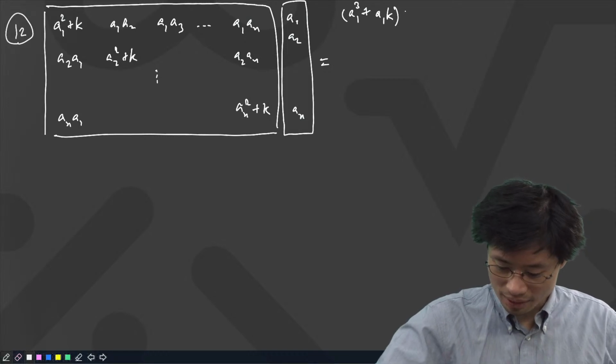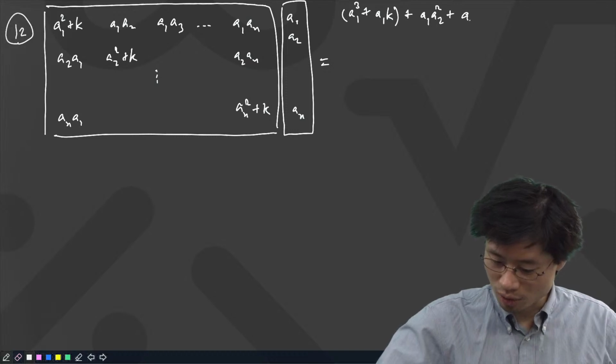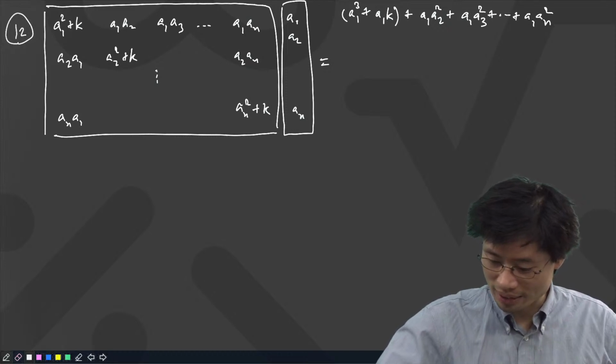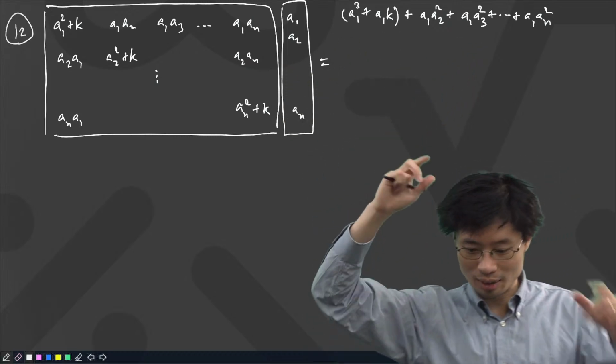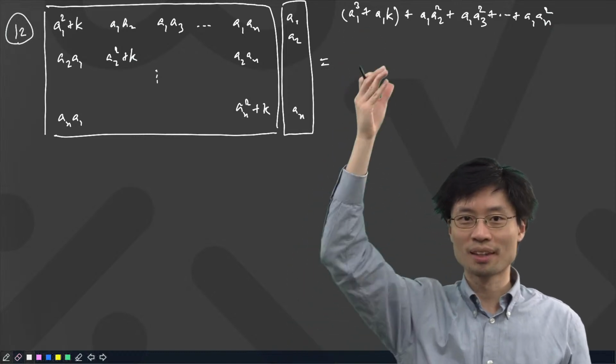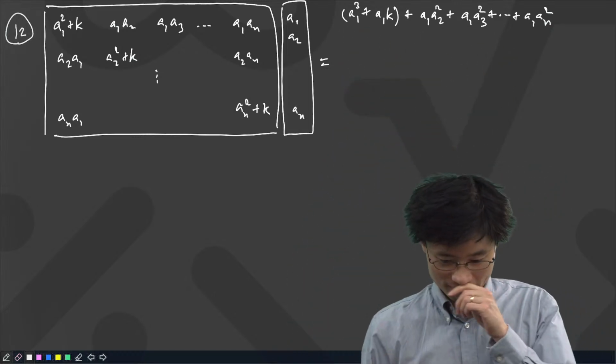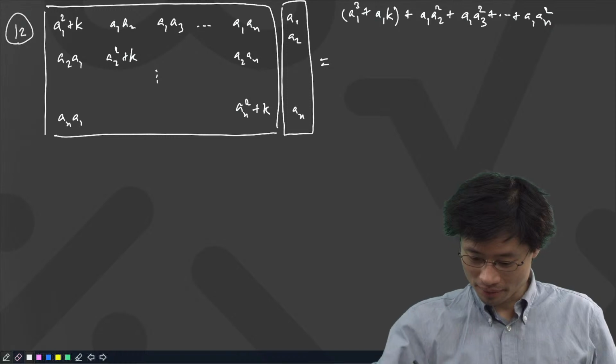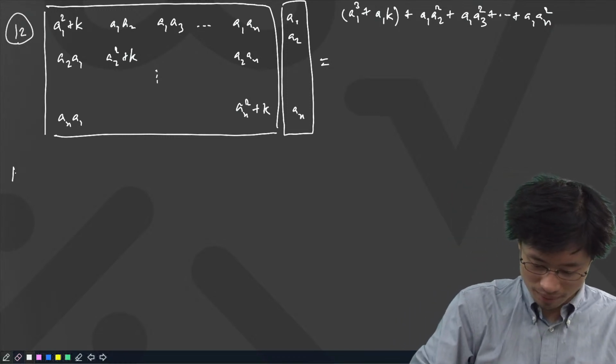So the first row has K, that's the first thing. Plus A1 times A2 squared. Let's just make sure we got this straight, okay? A1, I'm a patterns guy, all the way down to A1 an squared. So this is going to be a vector, okay? But what's this? It's just A1 times the sum of the squares plus K.